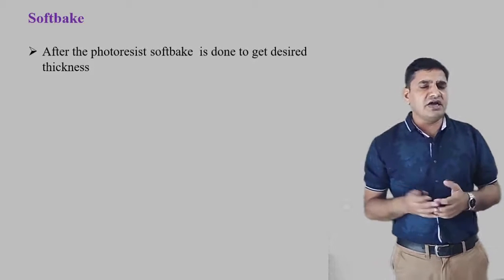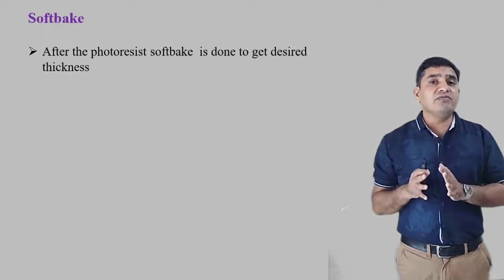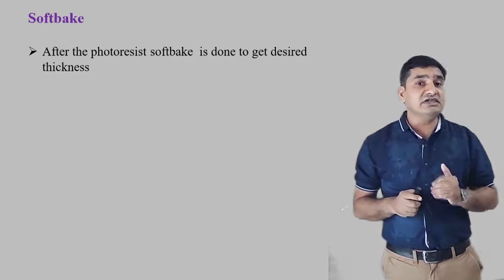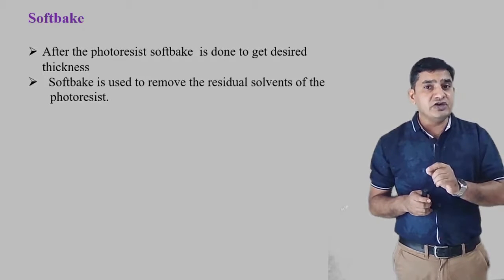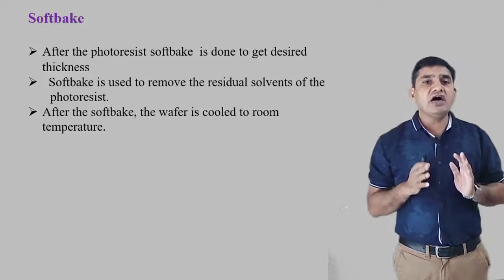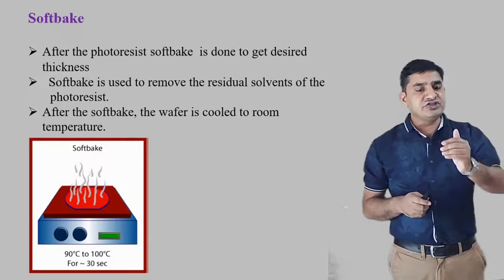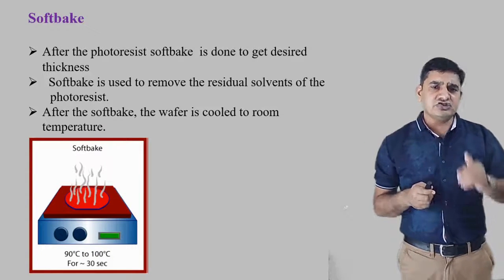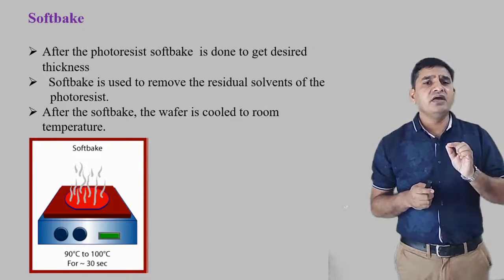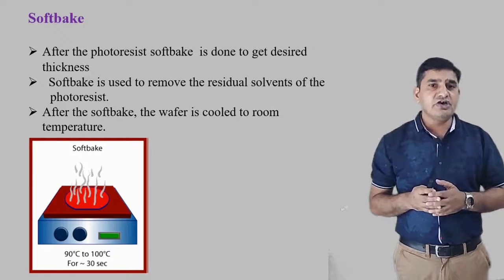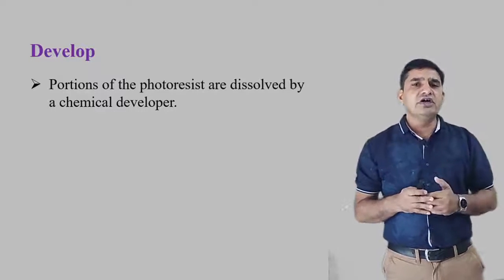Then the soft bake and hard bake processes are carried out. After the photoresist coating, a soft bake is done to get the desired thickness. The soft bake is used to remove the residual solvent of the photoresist. After the soft bake, the wafer is cooled to room temperature. This is the soft bake process. Here the soft bake is carried out at a temperature of 90 degrees Celsius to 100 degrees Celsius for 30 seconds.